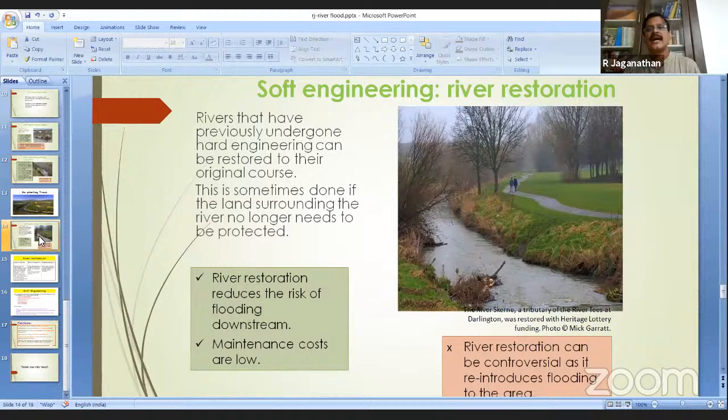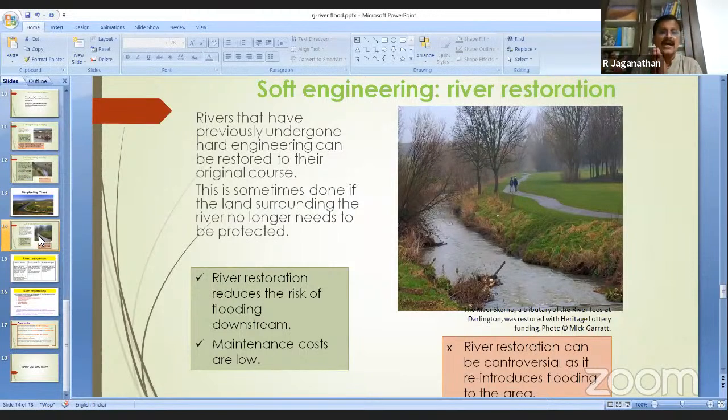Then this is river restoration. Rivers that have previously undergone hard engineering can be restored to their original course. Whatever hard engineering they have used, when we restore the earlier state, that also will be very helpful. This is sometimes done if the land surrounding the river no longer needs to be protected. So the riverine ecosystem is a very important ecosystem because it gives a lot of facilities and resources. People are depending on that. We can use it for agriculture, for fishing, and for everything. So we need to think about the importance of the riverine system, whether it's an urban area or rural area.